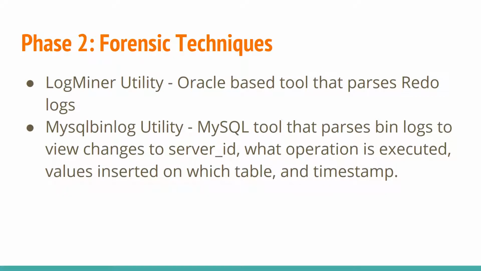Phase 2, Forensic Techniques. Once a breach occurs, the second phase starts, which involves the actual forensics. LogMiner utility is an Oracle-based tool that parses redo logs. MySQL bin log utility is a MySQL tool that parses bin logs to view changes to server ID, what operations are executed, values inserted on which table, and the timestamp of when all these activities took place.